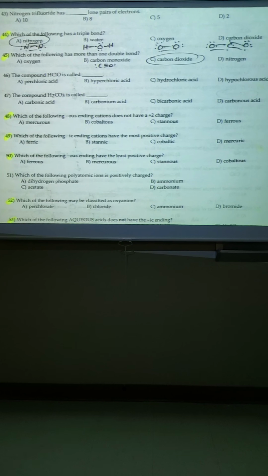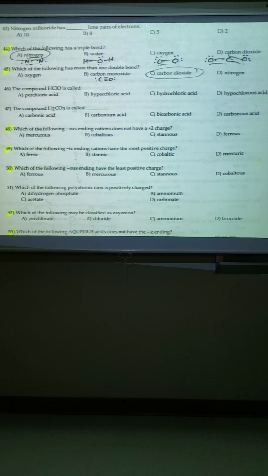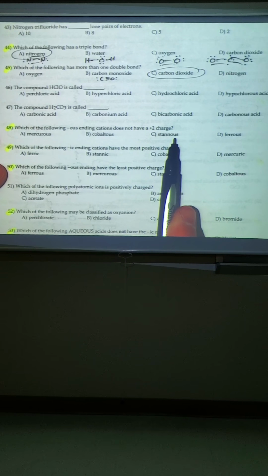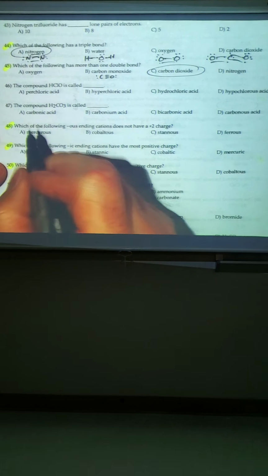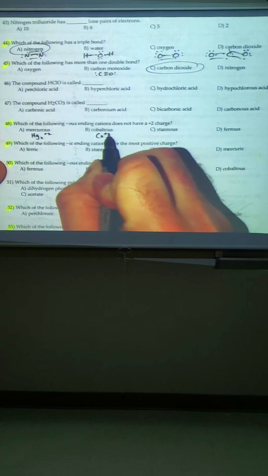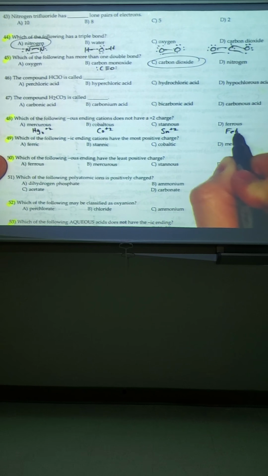Number 48, remember all transition metal cations. The list is in supplemental 6, front page, right side column. So you could have stolen those answers from here. This plus 2 is tricky because all of these are plus 2. This is Hg2 plus 2. This is cobalt plus 2. This is stannous, so tin plus 2. And then iron plus 2.